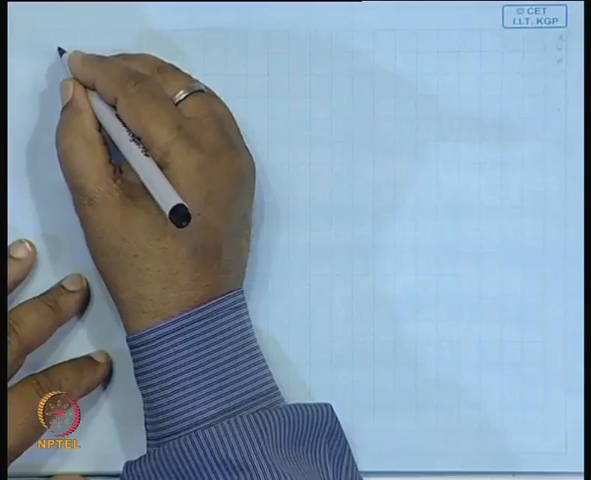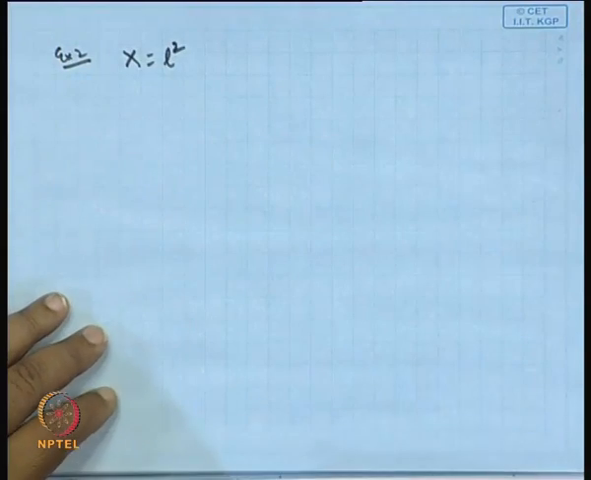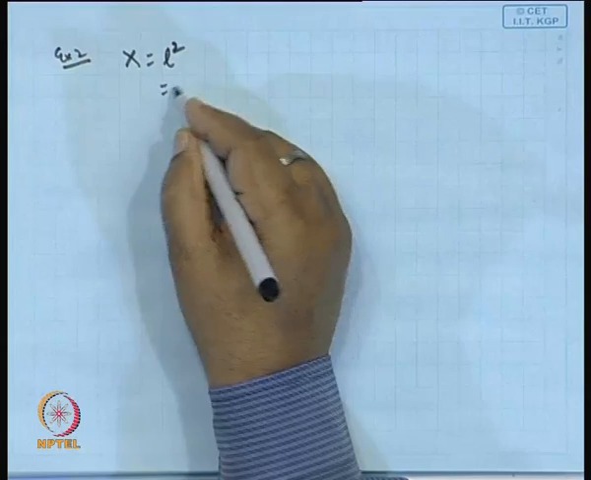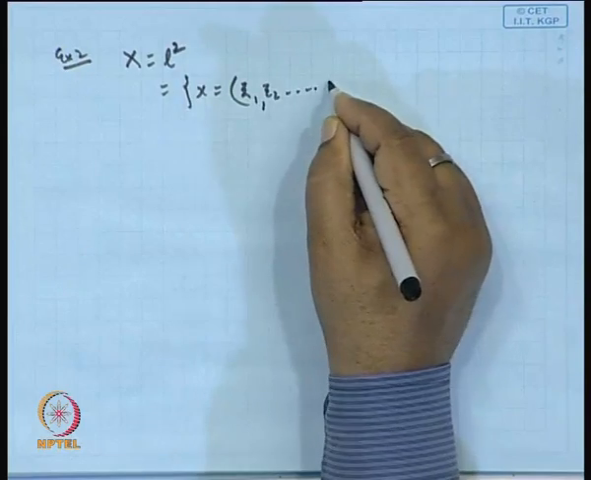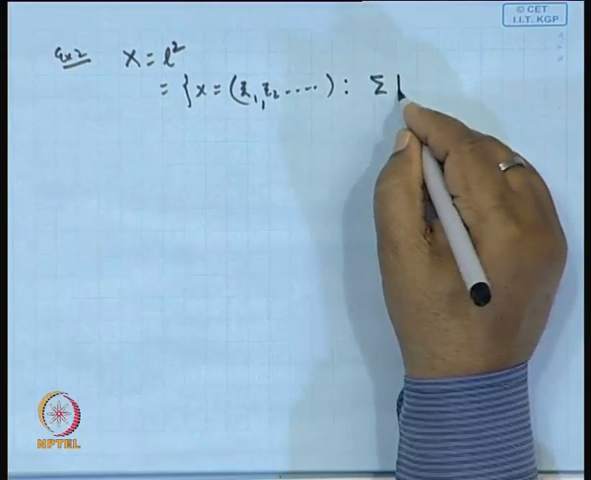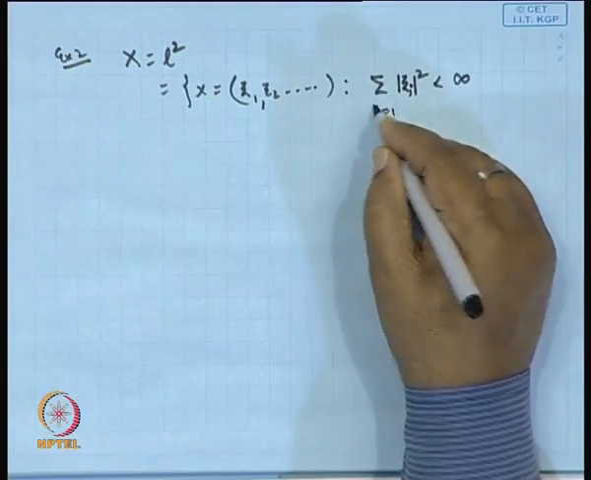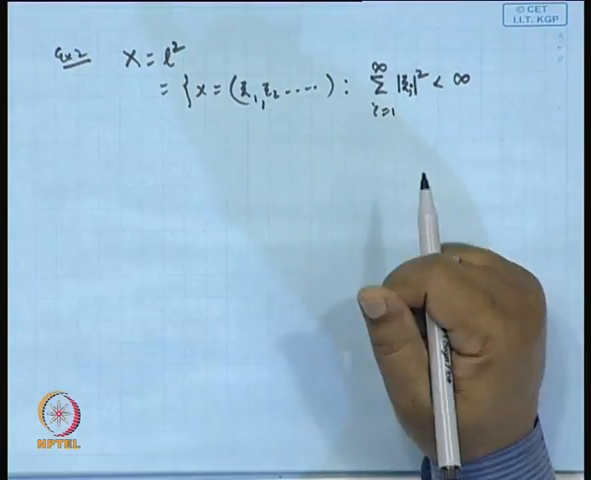Okay. For example, if I take another problem, the L2 space. Okay. Now, what is the L2 space? L2 is the set of those infinite sequences xi1, xi2 and so on, such that the sum of mod xi squared is finite, is it not? L2 space, this is finite.